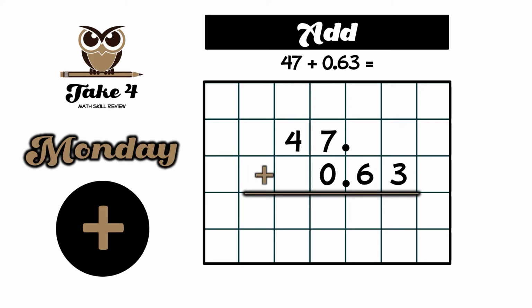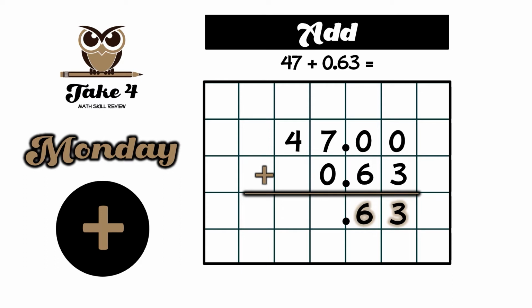Now we need to add 2 zeros as placeholders in the tenths and hundredths place for the number 47. We're ready to add. 0 plus 3 equals 3. 0 plus 6 equals 6. Bring down the decimal point.